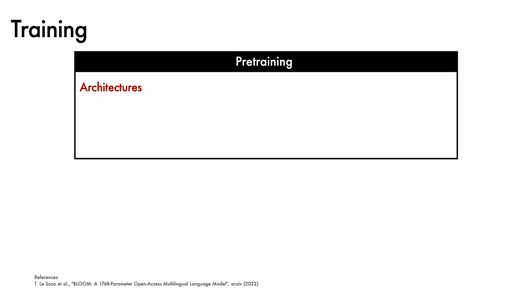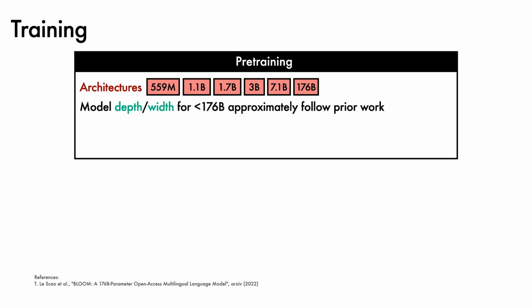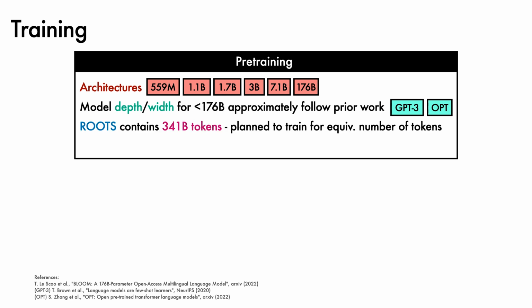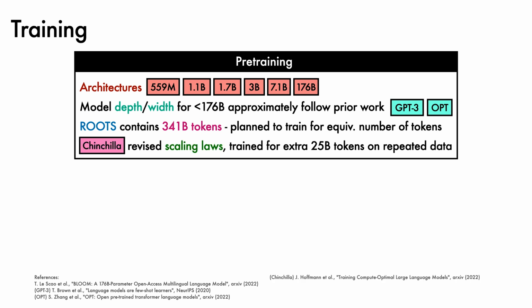A range of architectures were employed during pre-training, ranging from 559 million parameters up to 176 billion, with model depth and width choices approximately following those used in prior work, such as GPT-3 and OPT, with a few deviations. The ROOTS dataset contains roughly 341 billion tokens, and the plan was to train for an equivalent number of tokens. However, after the publication of Chinchilla and its associated revised scaling laws, the choice was made to train for an extra 25 billion tokens on repeated data.